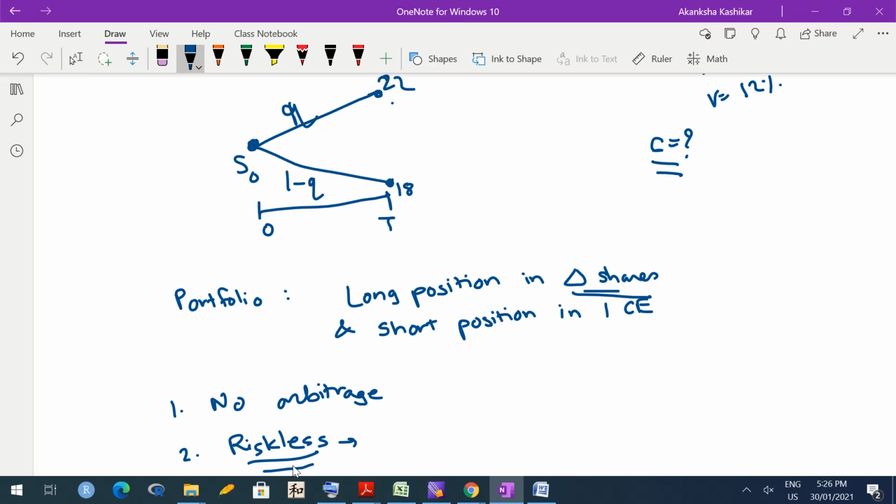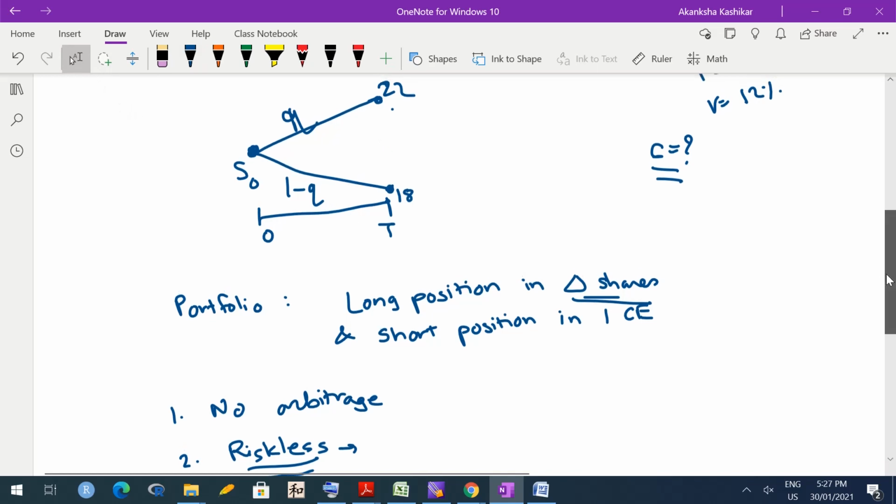And what would guarantee the no arbitrage thing? My portfolio should earn exactly the same amount of interest that any secure investment in a bank would earn. Things would be more clear when we actually try to solve things numerically. So portfolio should be riskless means under both these scenarios, irrespective of whether the price has gone up or down, my portfolio worth should remain the same.